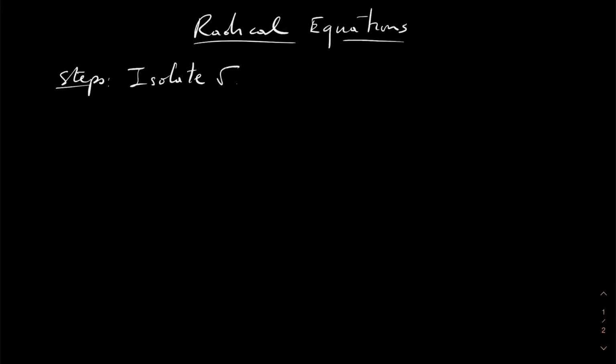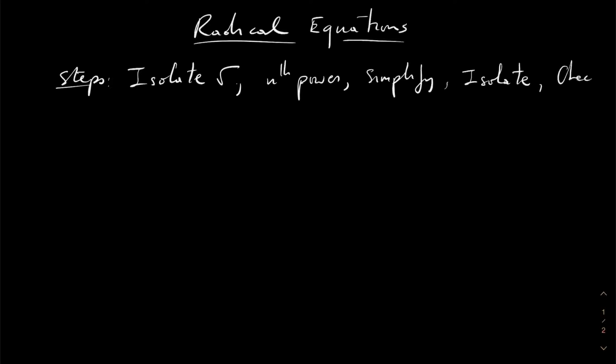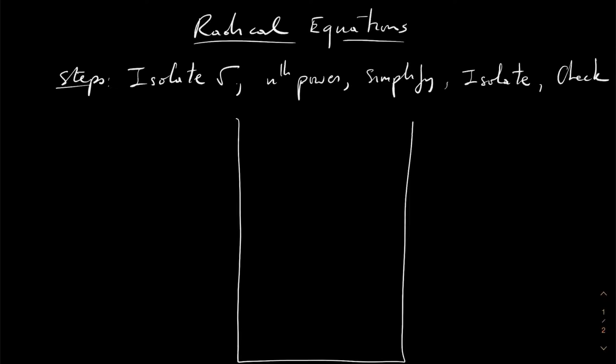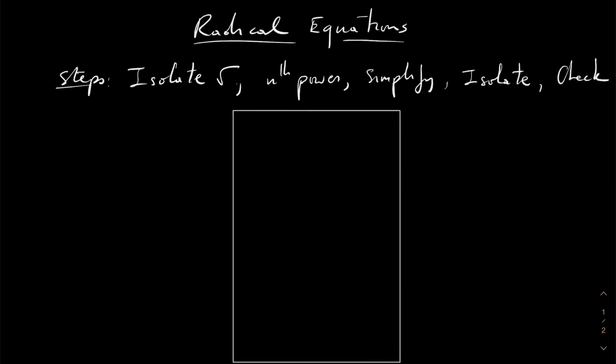Step number 2 would be to raise your entire equation to the nth power, whatever power the radical has. Then step number 3 is for you to simplify your equation a little bit. Next, you're going to have to isolate the variable x, or whichever variable you're asked to solve for. And our very last step is for you to check your answers. This is a very important step for radicals, because more often than not, one of the solutions is not going to work out.